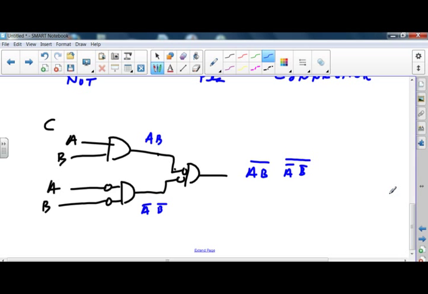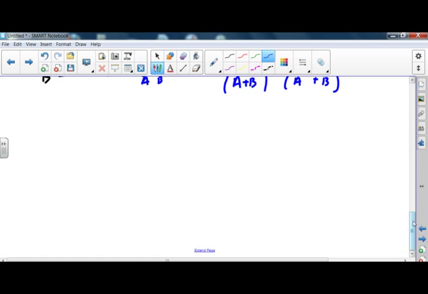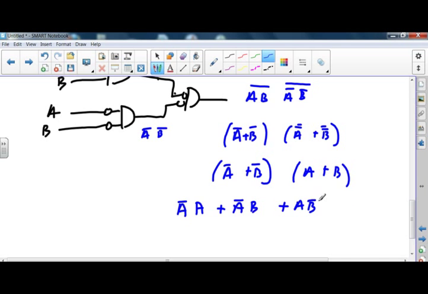All right, so I got the Boolean. Now I get to simplify it. A naught, B naught, A double naught, or B double naught. Okay, A naught or B naught, A or B. A naught A, or A naught B, or A B naught, or B naught B.